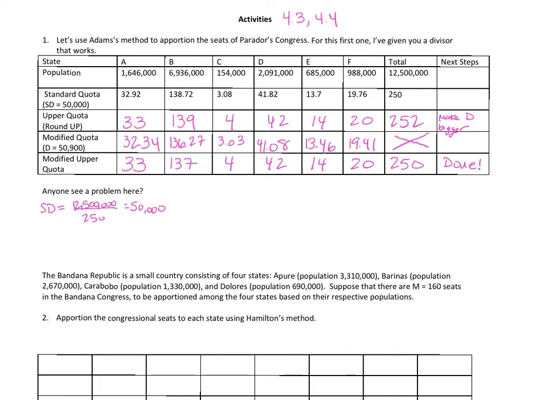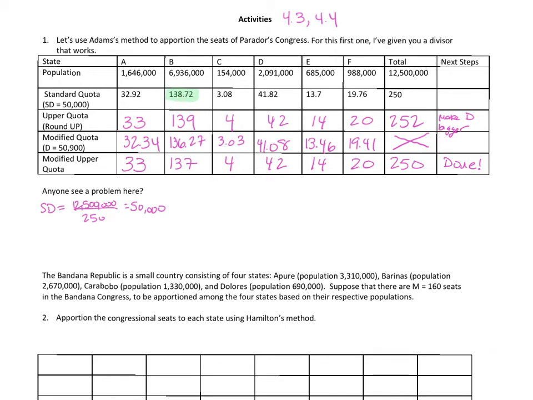Okay, problems that you might see here. I would say look at state B. Their exact fair share is 138.72. And if we're trying to be fair, it would make sense, since you can't give out 0.72 of a seat, it would make sense that state B should get 138 or 139. Right? Because that 0.72, you can't give out that partial seat. So you either don't give them anything or you round it up and you give them the 139.